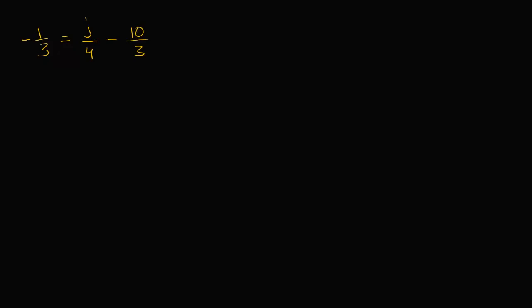Let's get some practice solving equations that involve fractions and decimals. And this equation clearly involves fractions. So let's see, we have negative 1/3 is equal to j over 4 minus 10 over 3. So I encourage you to pause the video and see if you could solve for j. What j would make this equation true?